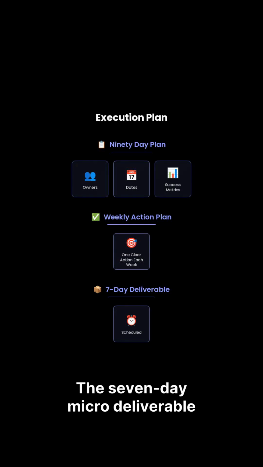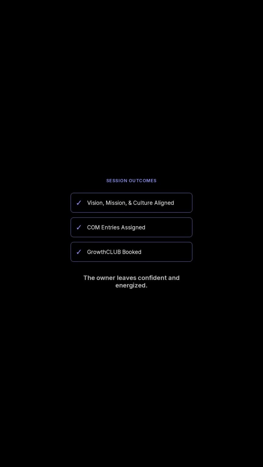The 7-day micro-deliverable is scheduled. Vision, mission, and culture are aligned or a baseline is created. Calm entries are assigned today. Growth Club is booked. The owner leaves confident and energized.